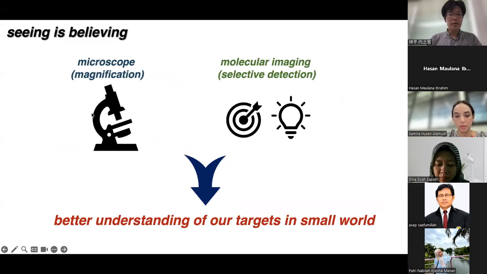And nowadays, molecular imaging techniques have also been developed for selective detection of our target. So the combination of a microscope, which provides magnification, and molecular imaging techniques for selective detection, we can understand the small world better.